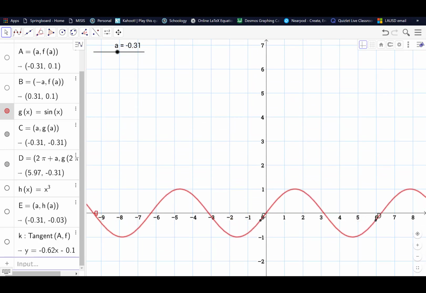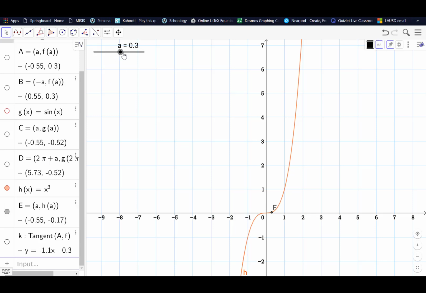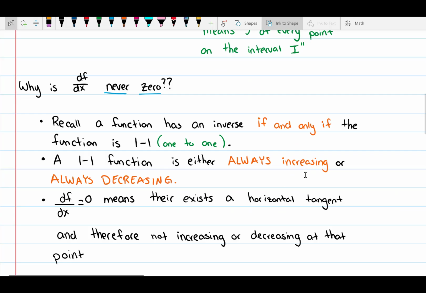I have 2 points on the graph that, when I move A, give me the same output. So sine of x is also not one-to-one. An example of a function that is one-to-one, however, is x cubed, because any point gives me 1 and exactly 1 output, and there's no 2 inputs that'll give me the same output.